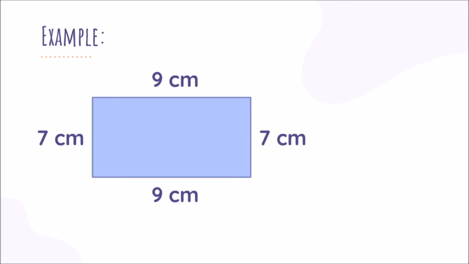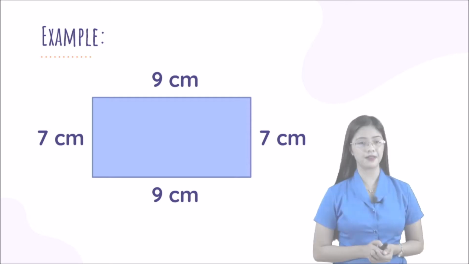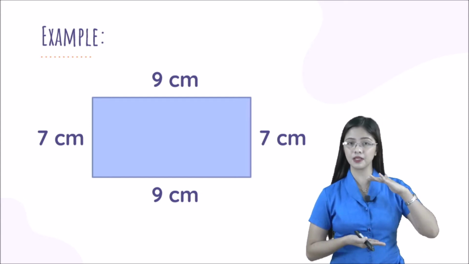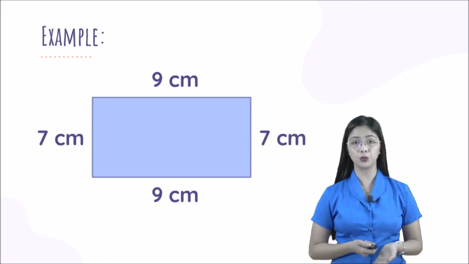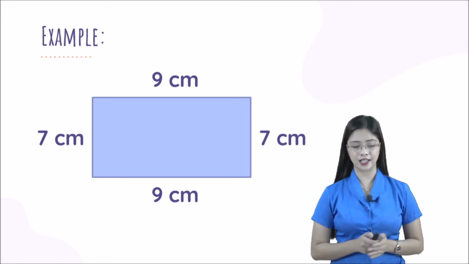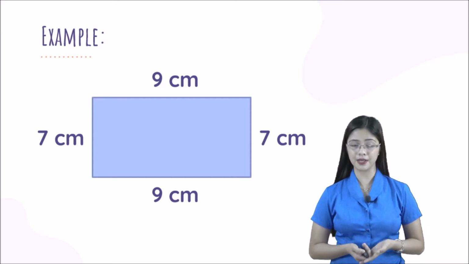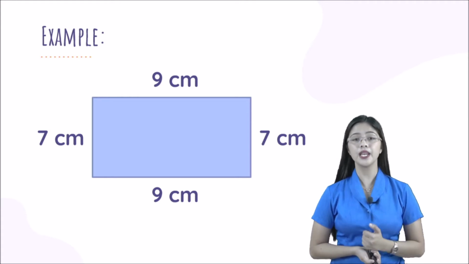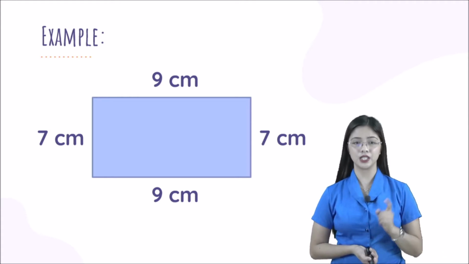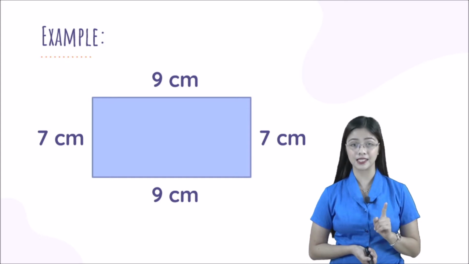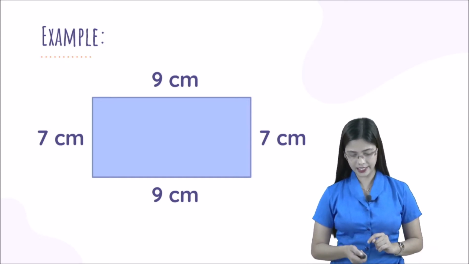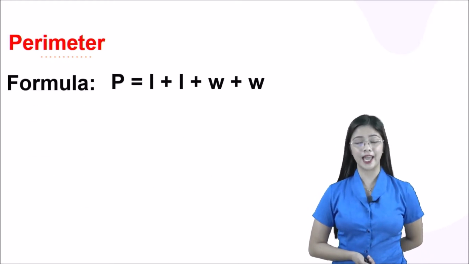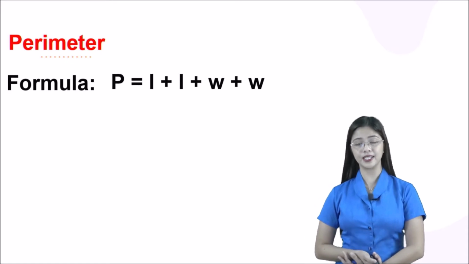So let's have this. We have a length of 7 centimeters on both sides, and 9 centimeters on both widths of the rectangle here. So how do we get the perimeter? I repeat, in getting the perimeter of something, we need to add all of those sides. We need to add 7 plus 7 plus 9 plus 9. Okay? So let's have first our formula. Perimeter is equal to length plus length plus width plus width.